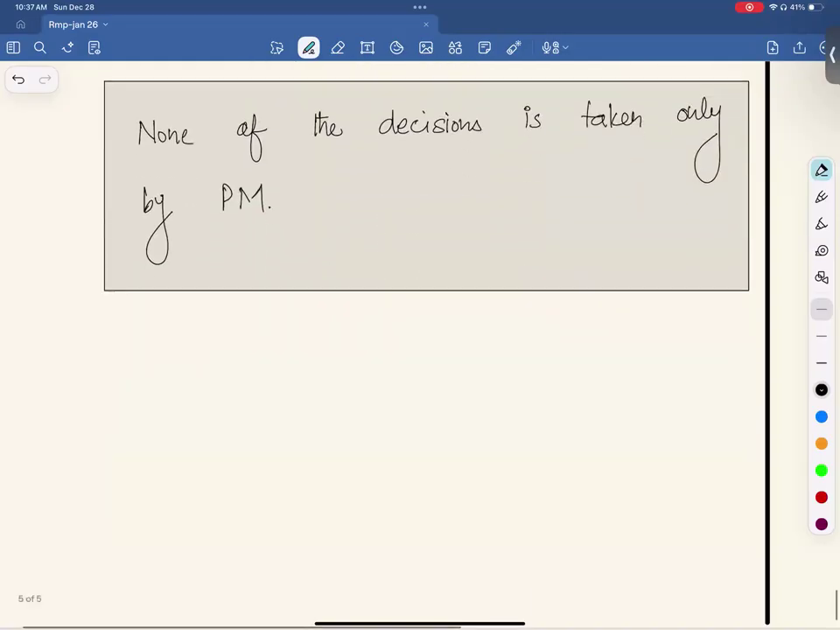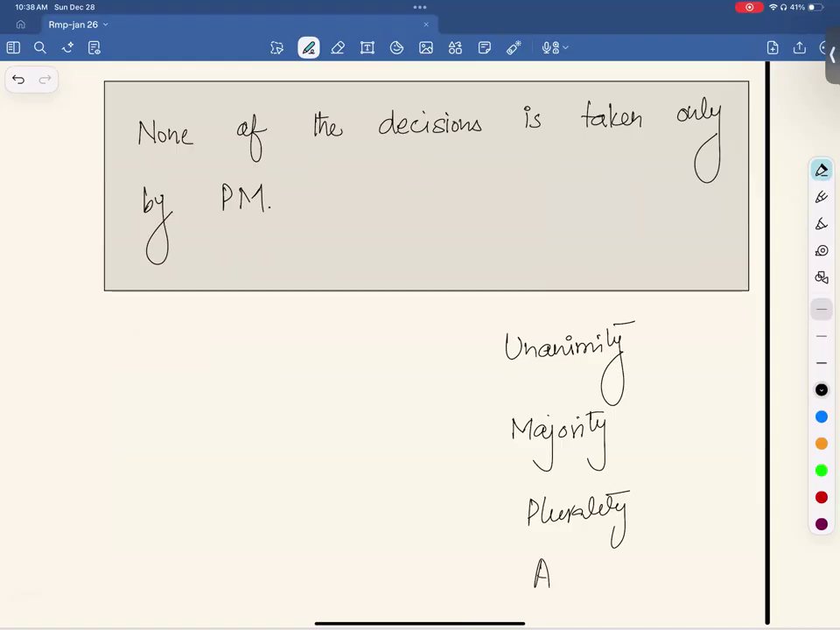We talked about various decision-making strategies: unanimity, majority, plurality, autocracy, and consensus. Unanimity is when 100% of the participants say yes.